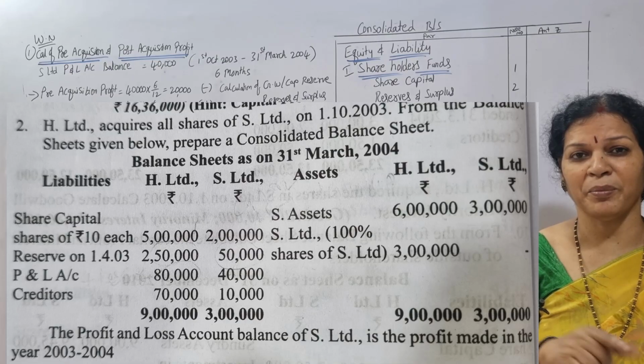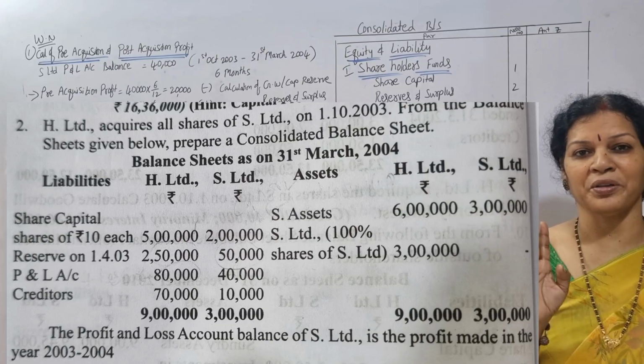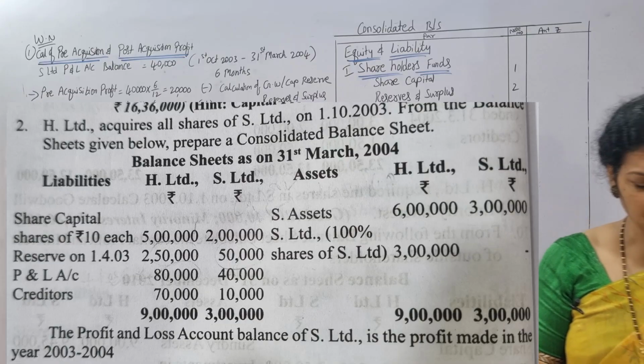Now here as per the problem, we are finding two different dates, which means we are going to calculate post-acquisition and pre-acquisition profit. Just remember this point. Anyway, we are going to do the working notes.